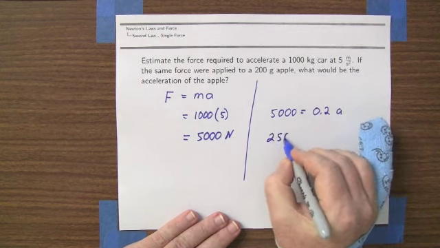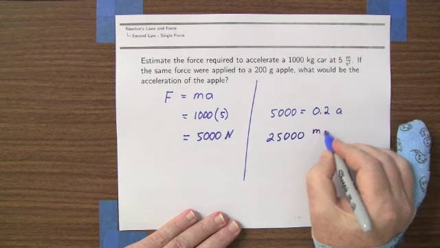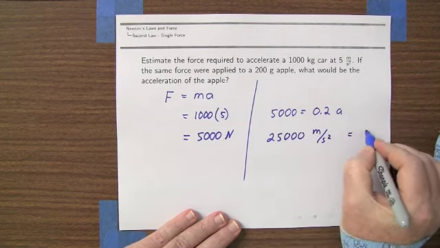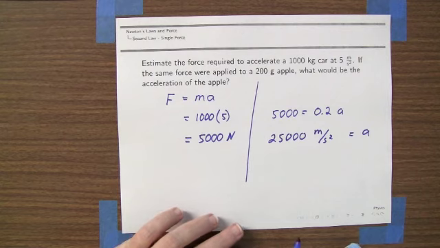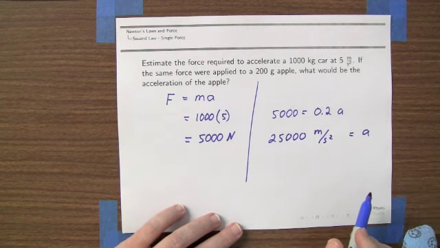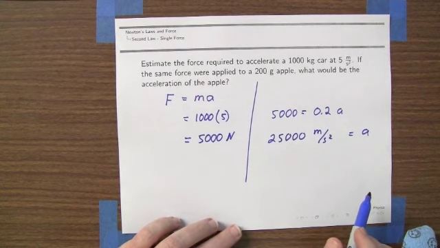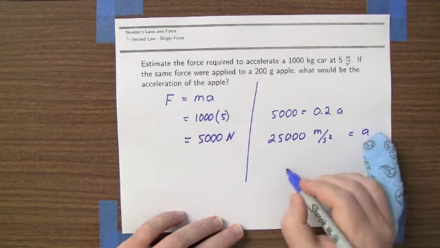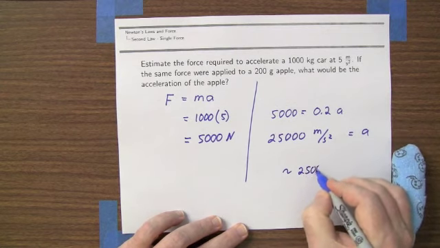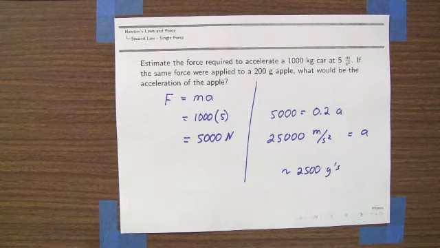So 25,000 meters per second squared. Now, lest you think that's not possible, it is. You can certainly come up with forces like that, or accelerations. They won't last long, but they are possible. That, by the way, would be the equivalent of about 2,500 times the force of gravity. Say 2,500 Gs. If a human were subjected to that, you would be crushed. The apple probably as well.